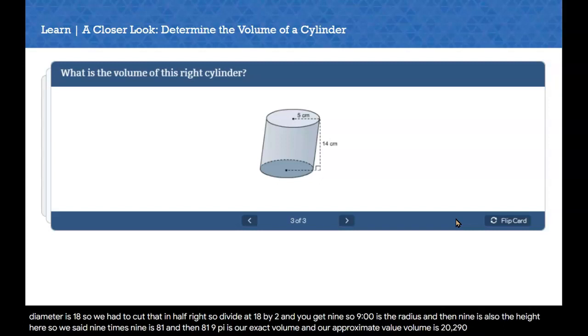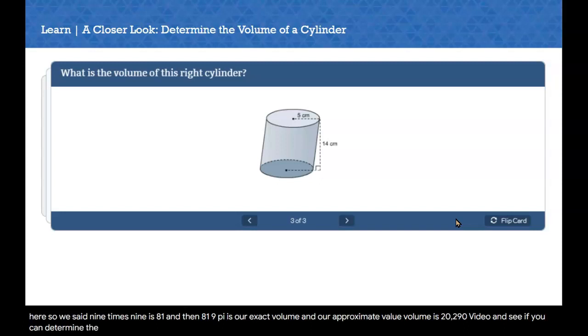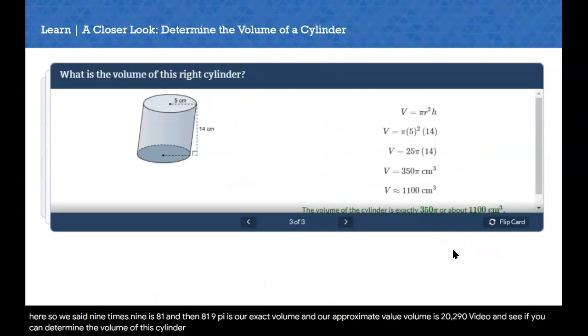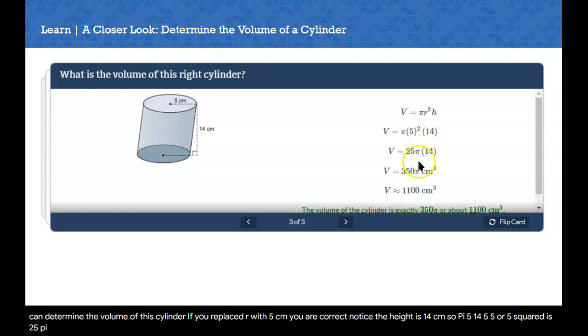Pause the video and see if you can determine the volume of this cylinder. If you replaced R with 5 centimeters, you are correct. Notice the height is 14 centimeters. So pi times 5 squared times 14. 5 times 5, or 5 squared, is 25. Pi times 14. 25 times 14 is 350 pi.